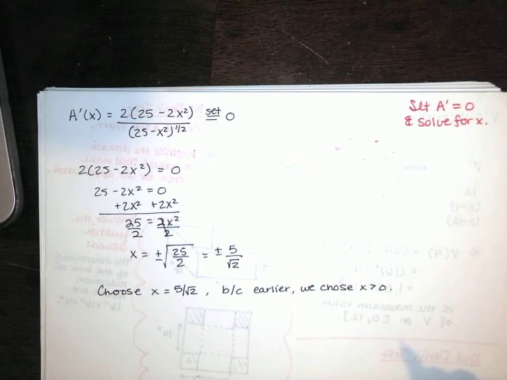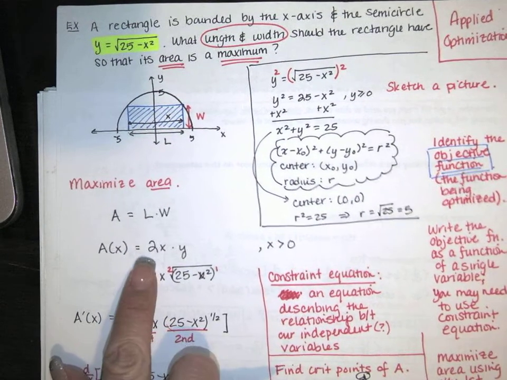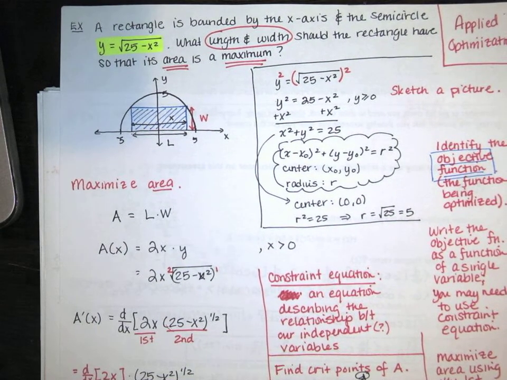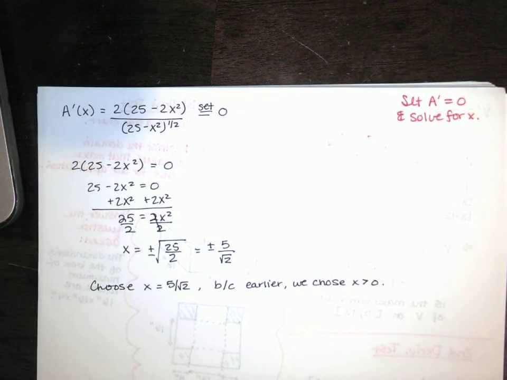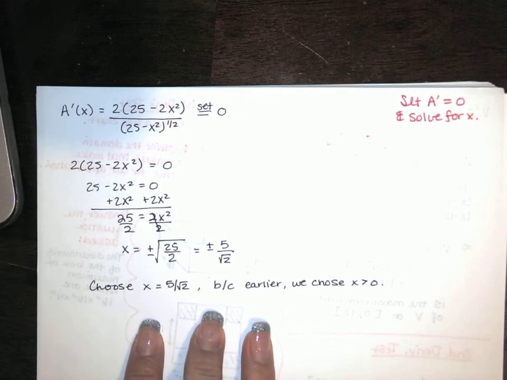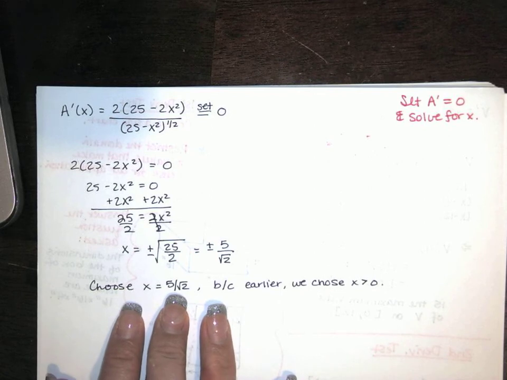And the reason is because earlier we made that decision that x was going to be greater than 0. If x was allowed to be negative and the length was 2x, then I'd have a negative length, which doesn't make any sense. So we only want the positive one. Okay, so that is one of our critical values. It makes a prime equal to 0.